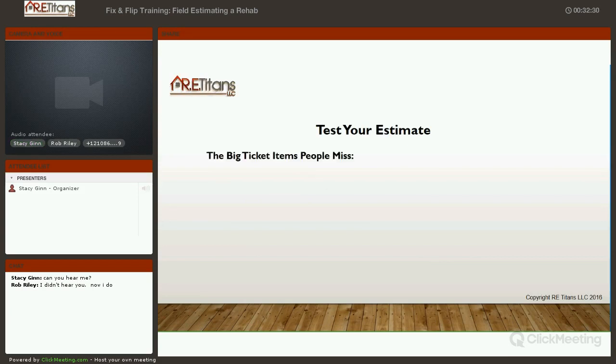The big ticket items that people miss, and this is really critical. So you get in there and you get your range and you're starting to work with that, and like I said, this is something you're trying to get done in 30 minutes or so, or 45 minutes. The things that people miss, number one: foundation, roof, and major mechanicals.